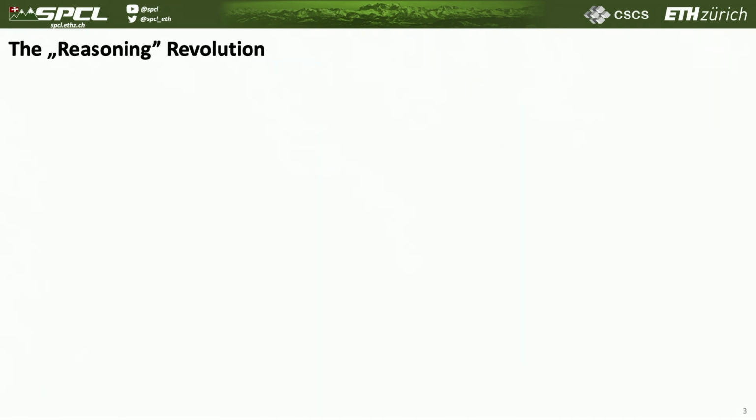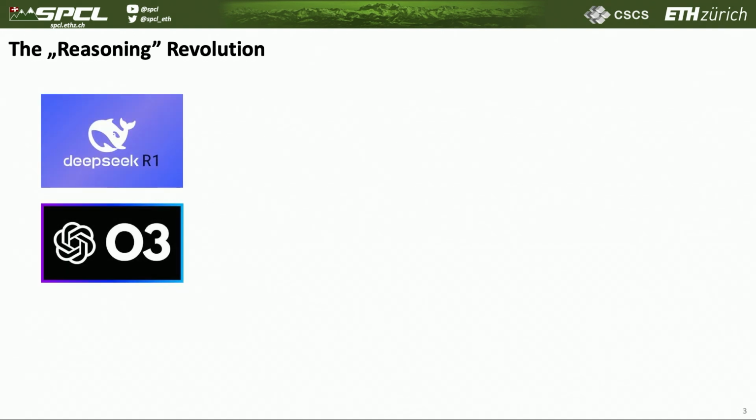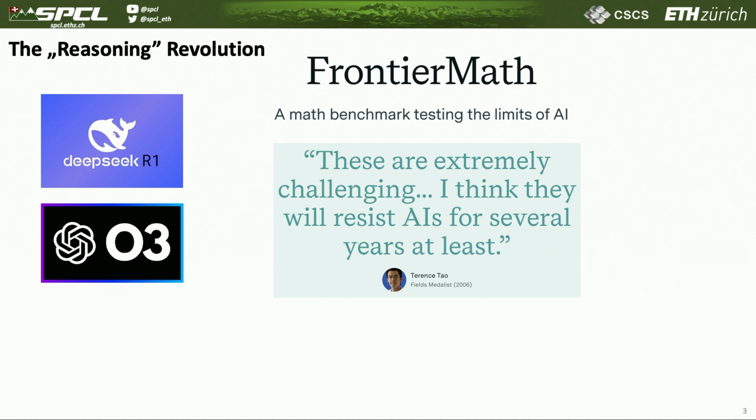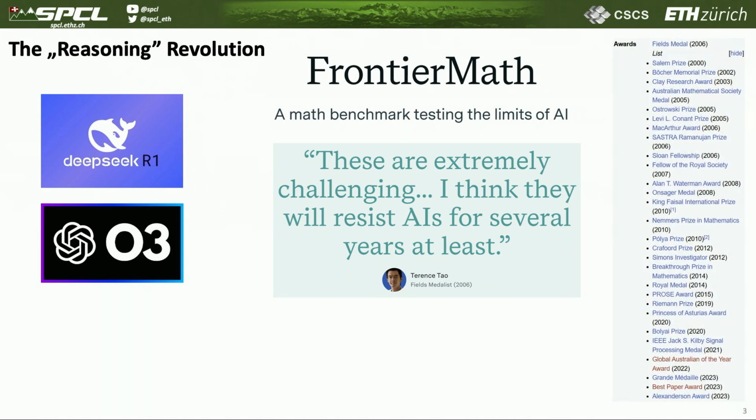So as mentioned, we have the so-called ongoing reasoning revolution, that we can call it. We probably heard about models like DeepSeek R1, OpenAI's O3. And just to give you the perspective of what's going on there at a very high level, late last year there was a benchmark called FrontierMath, which really was supposed to test the limits of what AI can do with mathematical reasoning. Terence Tao, who is like a superstar in mathematics, you can see the awards of this guy on the right side, Fields Medal winner, really stated that these are really, really challenging and it will take AI years to catch up with that level of reasoning.